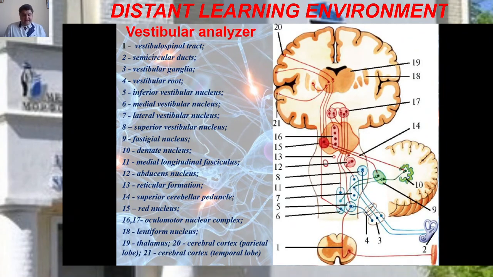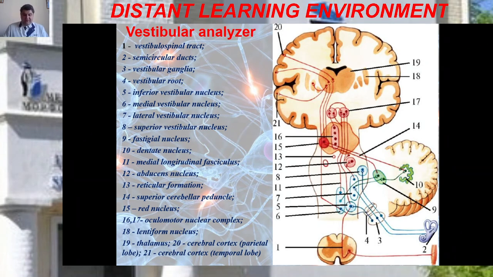It passes in the anterior funiculi of the spinal cord and approaches the cells of the anterior horns along the entire length of the spinal cord. It is the connection with the spinal cord that is responsible for the conduction of the vestibular reflexes to the muscles of the neck, trunk, limbs, and for the regulation of muscle tonus.